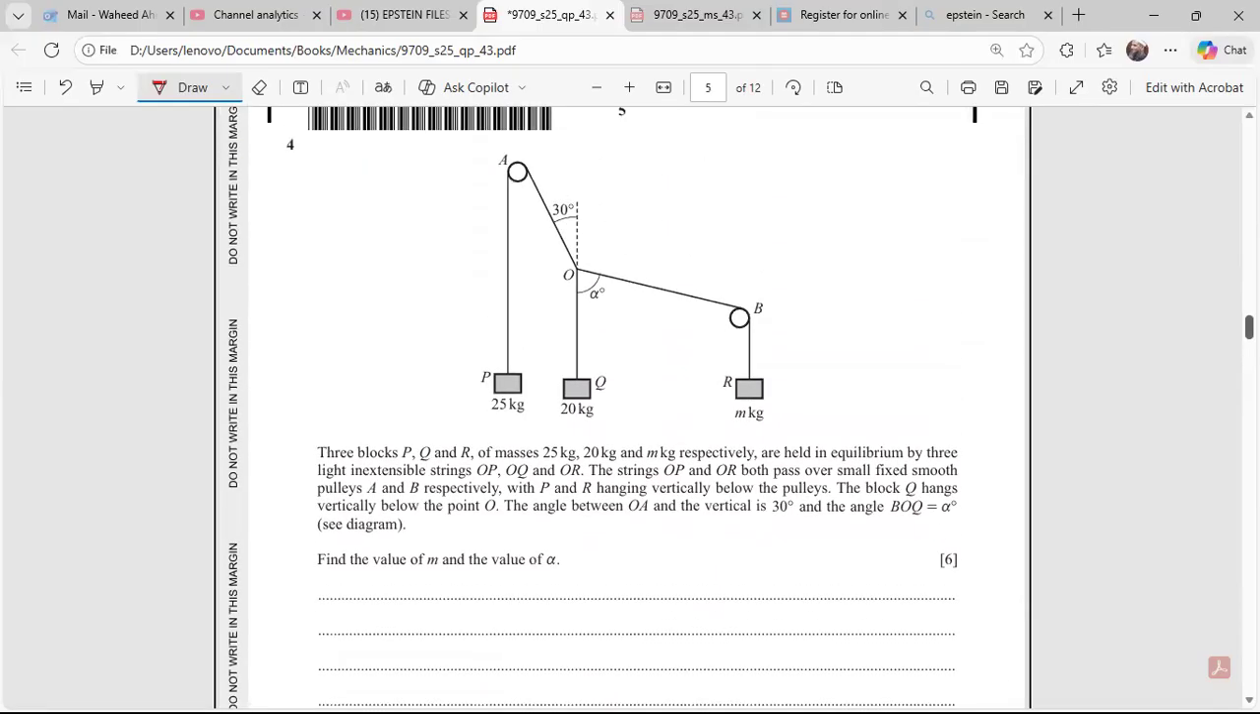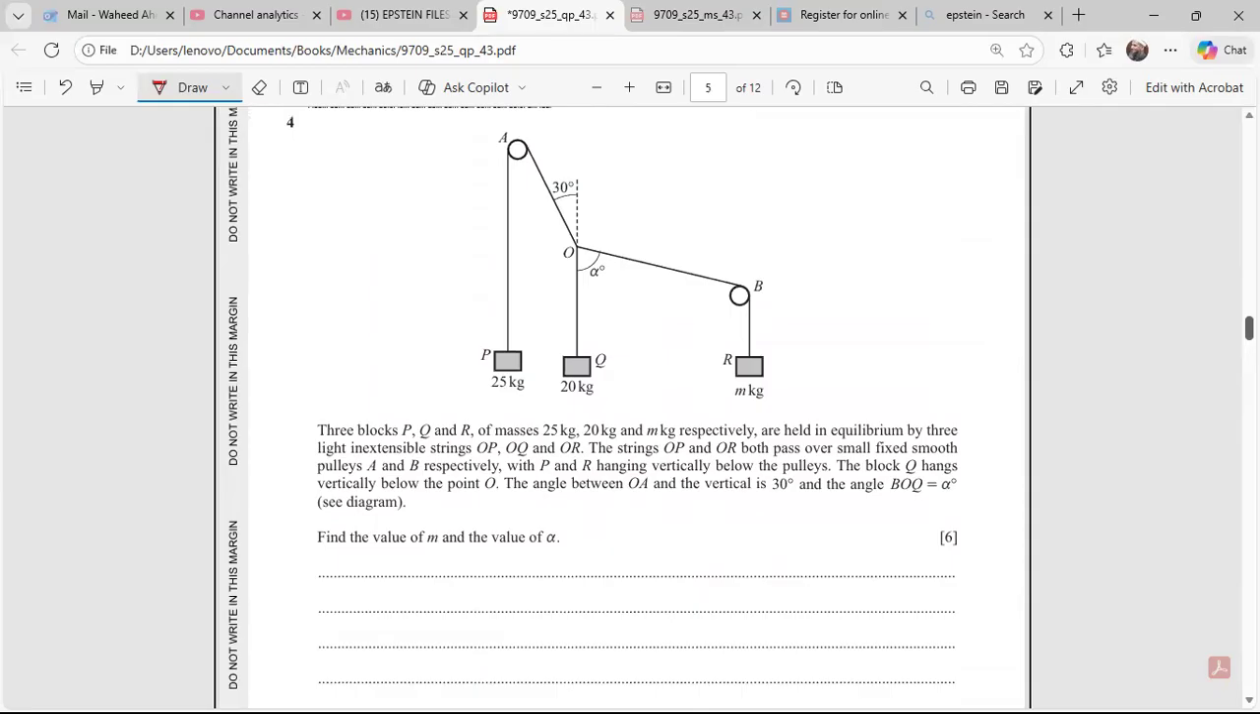Okay, now this problem, yes, this is a problem of static equilibrium. So you can see this is the arrangement of three weights. They are balanced, they are static, nothing is moving. So what do we need to do? This angle alpha is unknown and this mass is unknown. So we have to find this M and alpha in the first part.